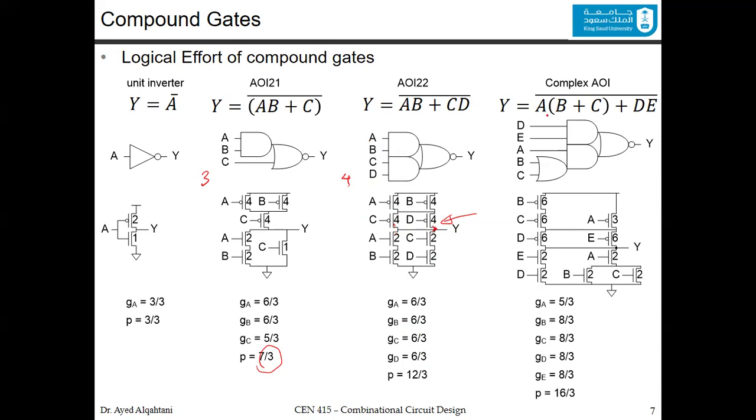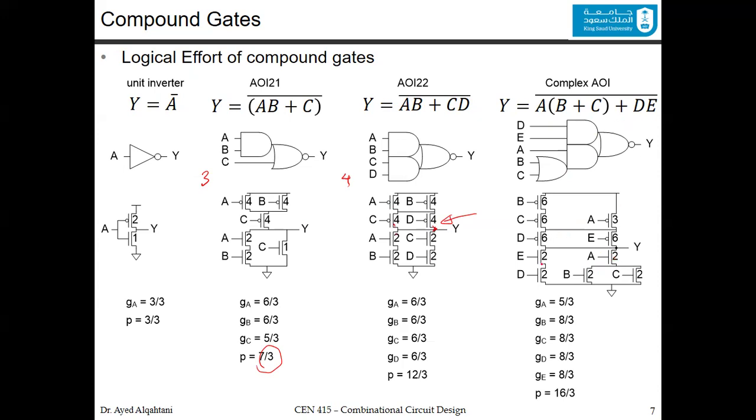For this circuit, you have 5 inputs: A, B, C, D, and E. You have a bar over all of them. So you take whatever is under the bar and you design it here. You have B and C parallel, in series with A.